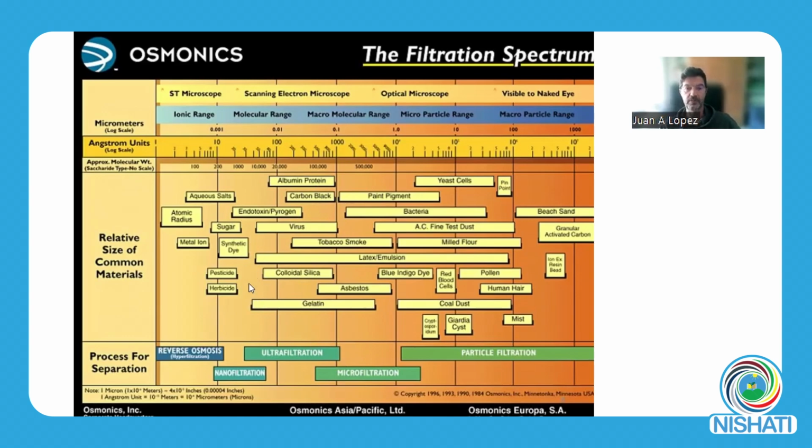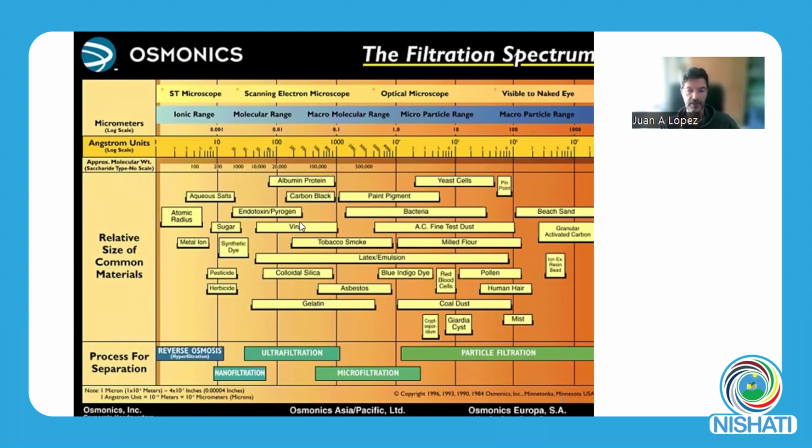But if we need to remove smaller components, like carbohydrates, dyes, pesticides, herbicides, you cannot use ultrafiltration because it doesn't work. So we need to use nanofiltration. But in the case that we need to remove elements like chloride, I mean ions, anions like chloride, sulfates, or sodium, or calcium, we need to use reverse osmosis and sometimes nanofiltration.